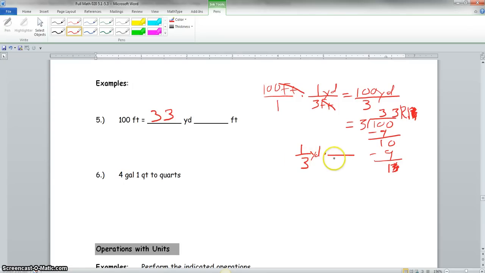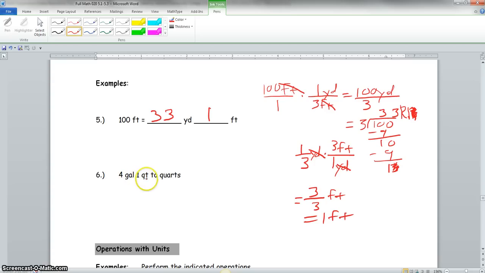Now to change this back to feet, remember, yards will go in the denominator. It takes 3 feet to equal 1 yard. So these yards will simplify out, and 1 times 3 is 3, and 3 times 1 is 3. So this would be 3 over 3 feet. So this would be 1 foot. So it'll be 33 yards and 1 foot.